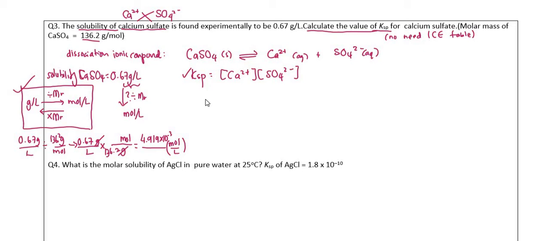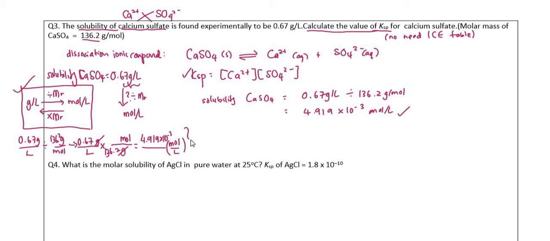Alright, so solubility of calcium sulfate equals 0.67 gram per liter divided by 136.2 gram per mole, and you will get 4.919 exponent negative 3 mole per liter. You just write like this. This is how I want to show you how you get the gram per liter to mole per liter.